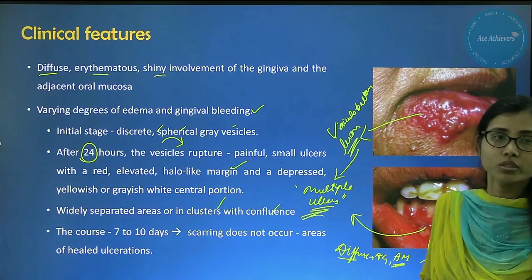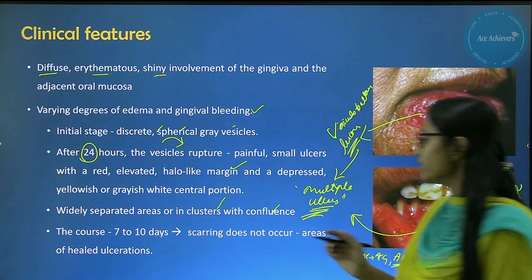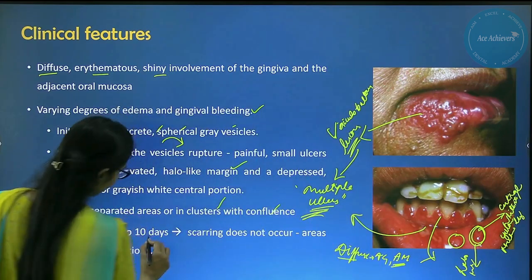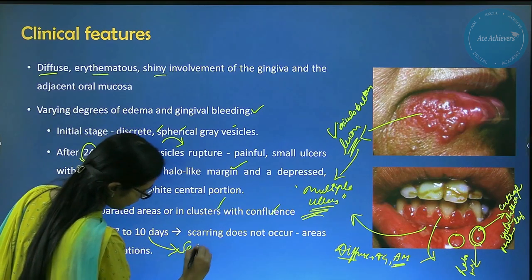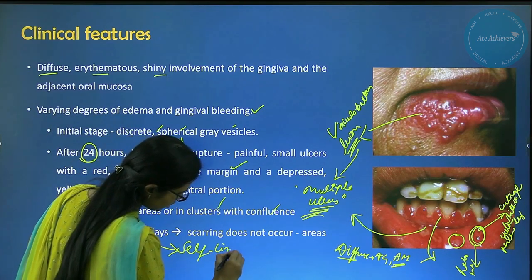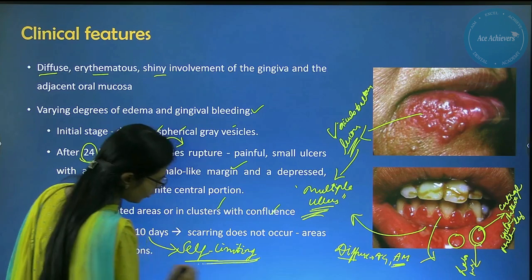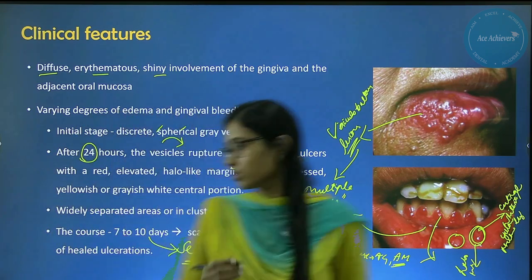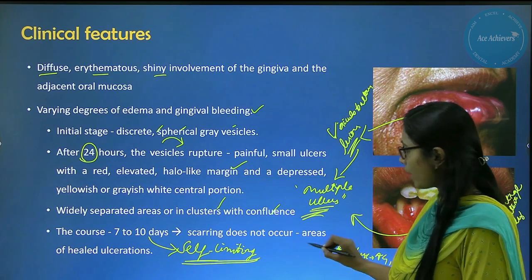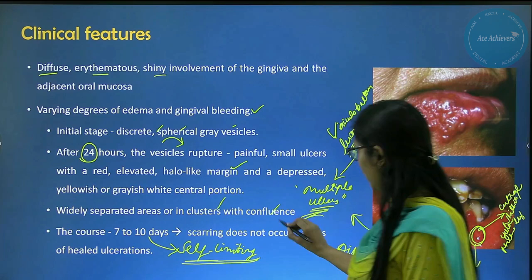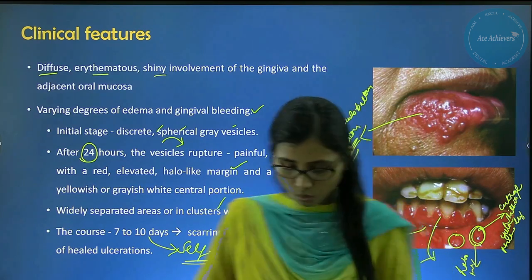The clinical course of primary herpetic gingivostomatitis is just 7 to 10 days. That is why we say these viral lesions are self-limiting in nature. After 7 to 10 days, it is going to regress spontaneously. Here the scarring is not going to happen. Remember, scarring does not happen in primary herpetic gingivostomatitis.